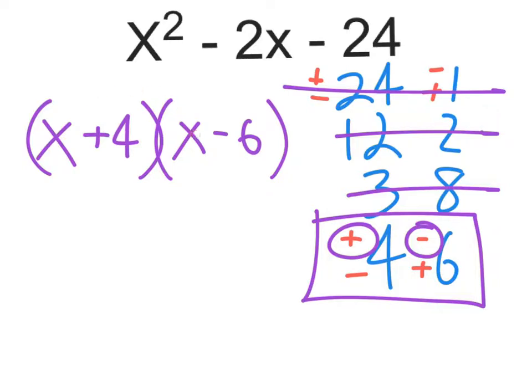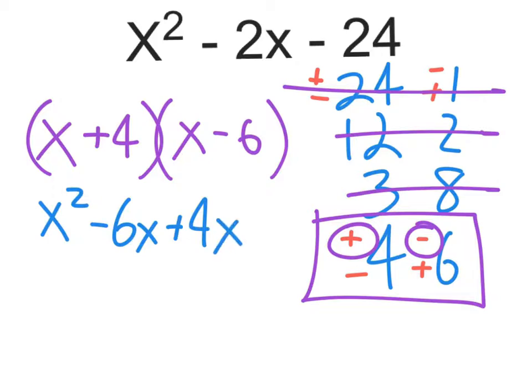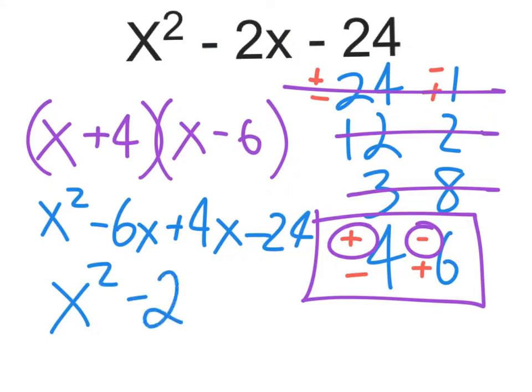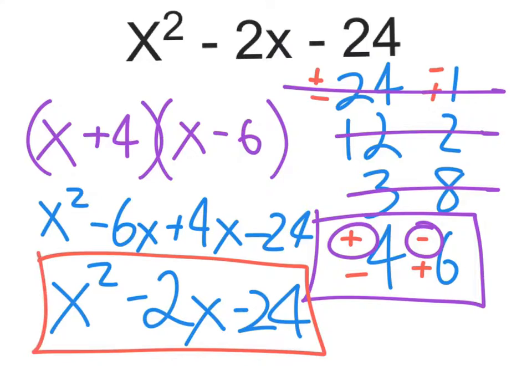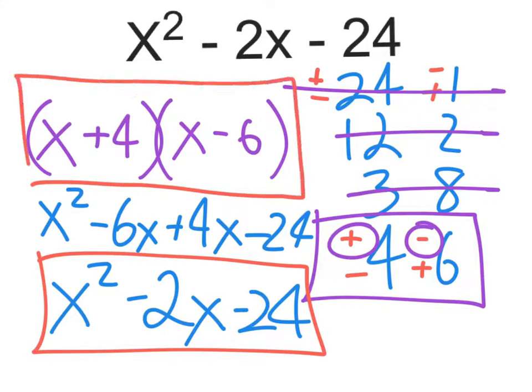So I know that x times x is going to give us x squared. X times negative 6 is going to give us negative 6x. 4 times x is going to give us positive 4x. And then finally, we're FOILing, right? 4 times negative 6 is going to give us negative 24. And now we can simplify. We've got x squared, and now negative 6x plus 4x is going to give us minus 2x minus 24. And that matches it. This, ladies and gentlemen, is factored completely. We checked our answers. So this right here is our answer.